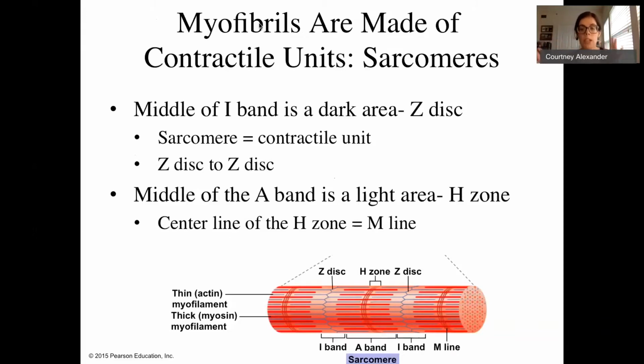So pause this video and draw yourself a sarcomere. Z disc to Z disc. Draw the I bands and the A bands. In the middle of that A band, put an H zone. And in the middle of the H zone, put an M line. Pause this video. Do it. Okay, welcome back. Hope you had a good time drawing.